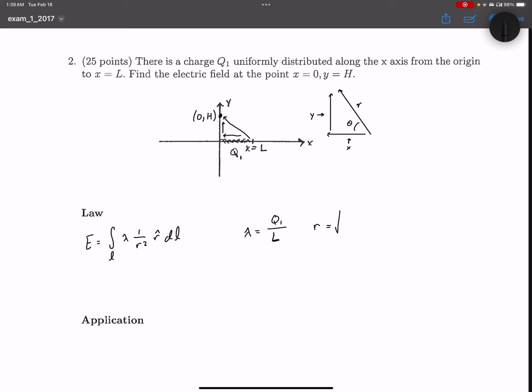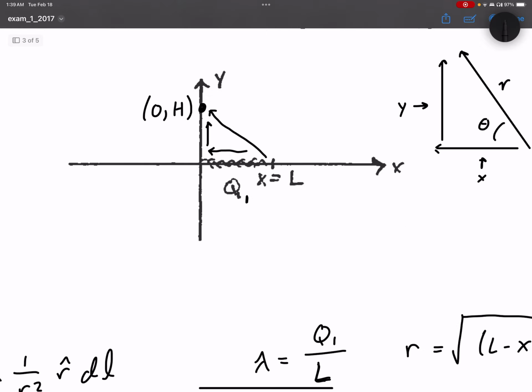It should be L minus x, if I'm remembering correctly. I did do this earlier. Just want to make sure I did a good job of it. But this should be L minus x squared plus h squared. Yes. And the reason that is, is because this vector that I have drawn here is going to be changing with respect to x, right?